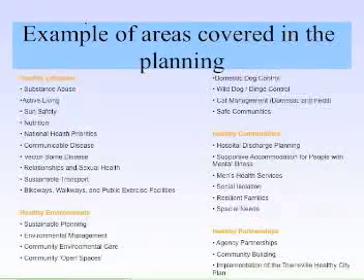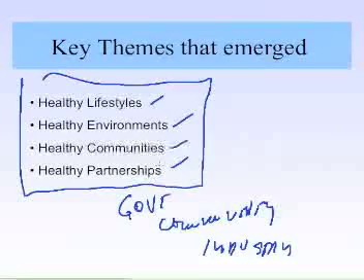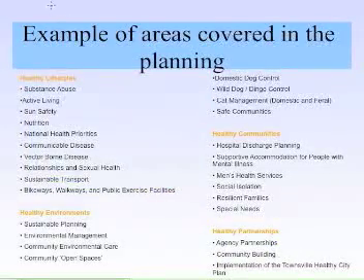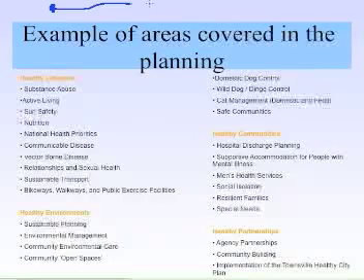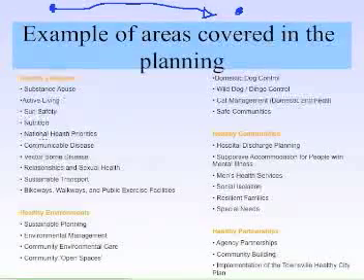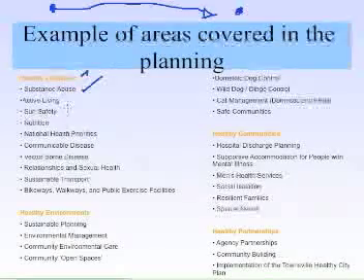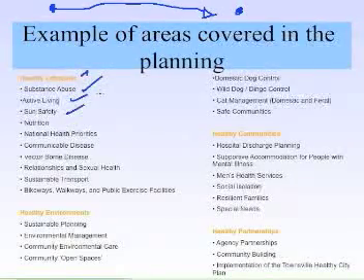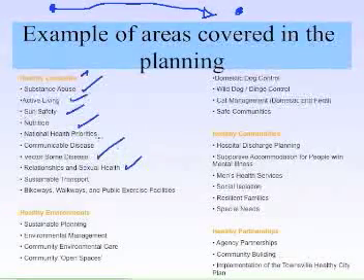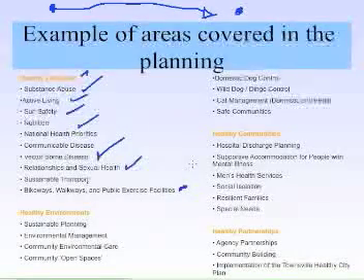Then we move beyond. So we had this area of healthy lifestyles. So these are very global: healthy lifestyles, environments, communities, partnerships. But then, as part of the planning process, the roadmap of getting from here to somewhere in the future and improving health, there are a range of specific initiatives that were addressed. So in the lifestyles area, we see things like substance abuse, physical activity, sun safety, nutrition, spreading of disease, whether it be sexually transmitted disease or mosquito-borne diseases, facilities for exercise, etc.